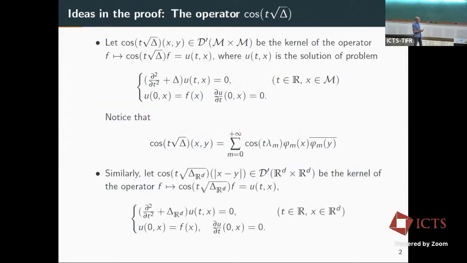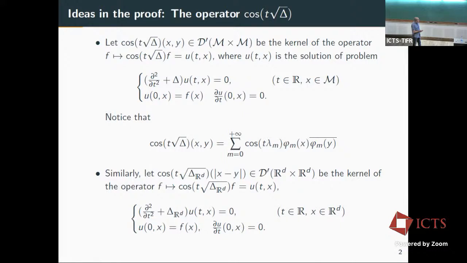So the proof is very technical, so let me just say a couple of things. The idea is to synthesize your kernel by means of the kernel of the wave equation. This is the wave equation, and then you take this problem. You want that at time 0 the solution is f of x and the derivative is 0. You call cosine of t square root of delta the kernel of the operator that sends the function f to the solution to the problem.